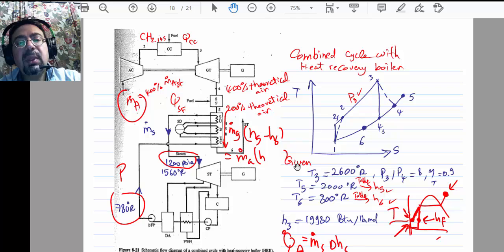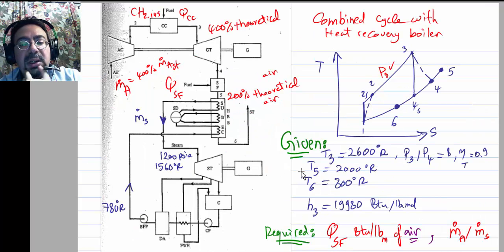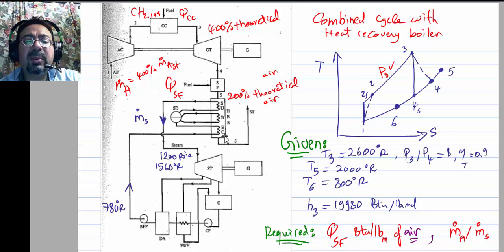Okay, so we need those H's. We need H5 and H6. Then we'll be able to solve this. Now for the first part, the Q supplementary firing, he needs to figure out how much he needs to add over here, how much energy needs to be added. Well, what will I do to get this Q?